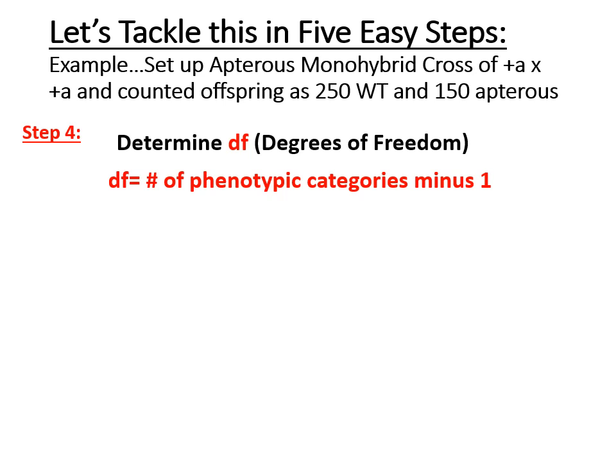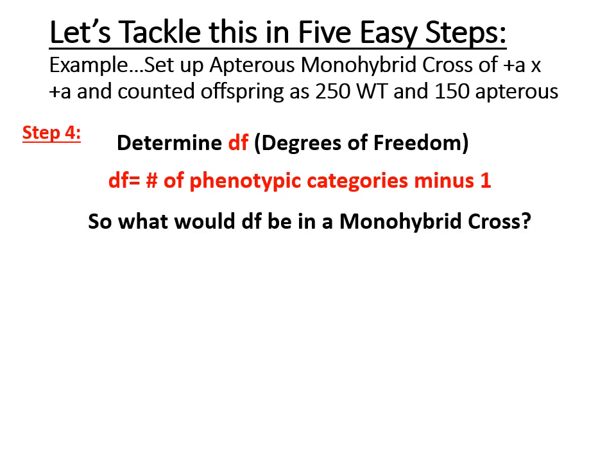So there are usually two different types of crosses that you're working with in genetics lab with the chi-squared. It's usually your monohybrid and your dihybrid. So what would the DF be in a monohybrid cross? Well, think about it. How many phenotypes do you have possible in the offspring of any monohybrid cross? You have 2, right? Either wild type or mutant. Okay, so that's 2 phenotypes. So for that one, it would be 2 minus 1. So the DF in a monohybrid cross will be 1.